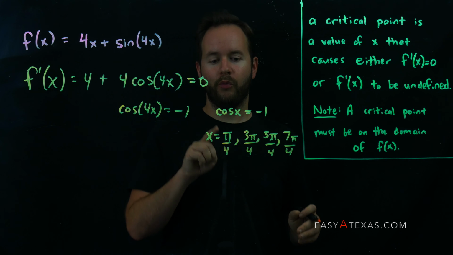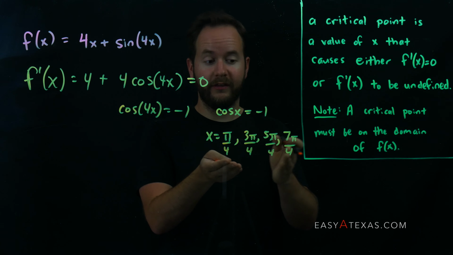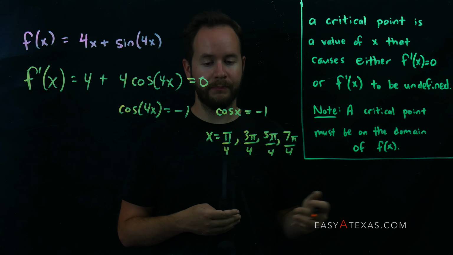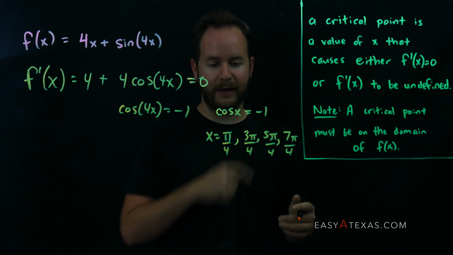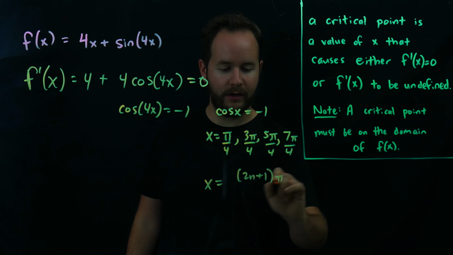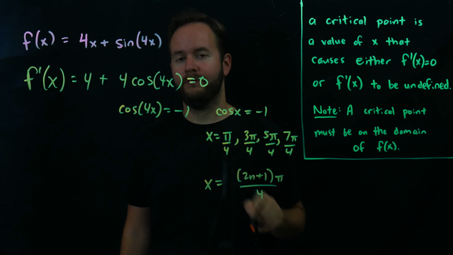But we need to figure out a way to write this in a concise way, because obviously this could go on forever. I could say 9 pi over 4 and 11 pi over 4 and 13 pi over 4 and so on. So the good way to write a concise odd pi over 4 is by saying x equals (2n plus 1) times pi over 4, and these are your critical points.